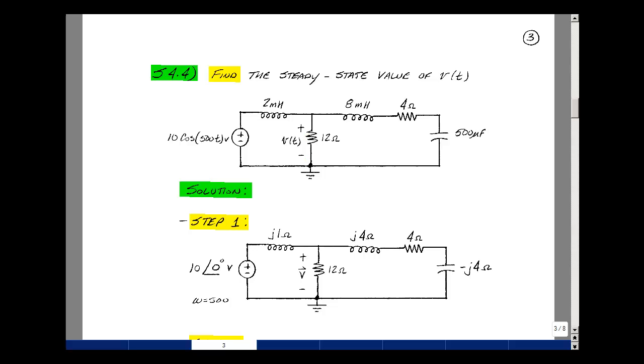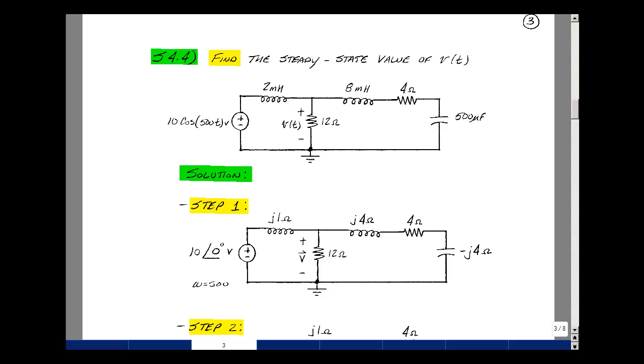We'll again use our 3-step algorithm to solve problems in the frequency domain and bring the results back in the time domain. So step 1 is to convert the circuit to the frequency domain. My frequency is 500 radians per second. The source has a magnitude of 10 and an angle of 0. The 12 ohms and 4 ohms stay the same.